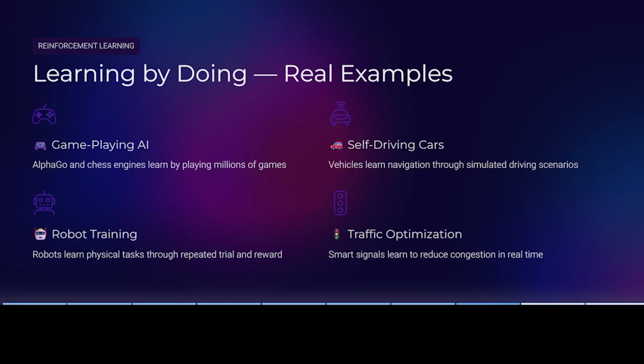And then robotics, robot training. Industrial robots learn tasks through repeated practice, okay? And then traffic optimization. In traffic management, smart traffic systems learn signal timings, and then they reduce congestion in real time, okay? These are the major examples of reinforcement learning, okay?